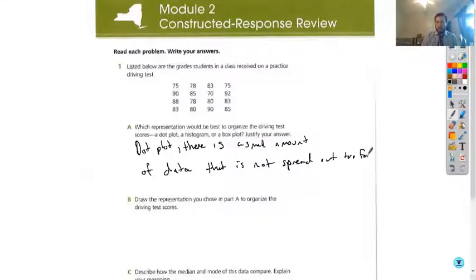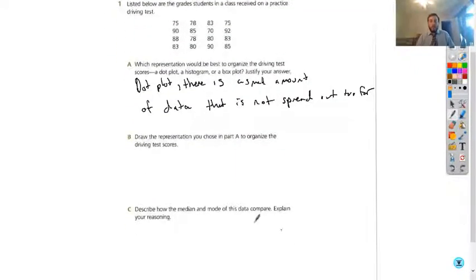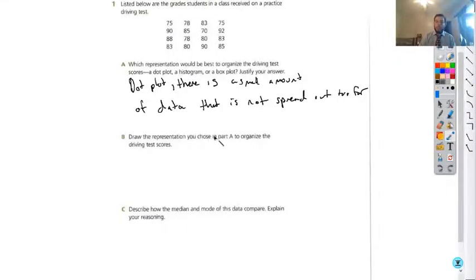All right, so now it says draw the representation you chose in part A to organize the driving test scores. So if you did choose a different one, you can still go through and draw your different representation here, but I'm going to draw my dot plot here. So a dot plot always starts with a line. So I'm going to start by drawing a line. Let's see if we can make this as straight as we can be here.